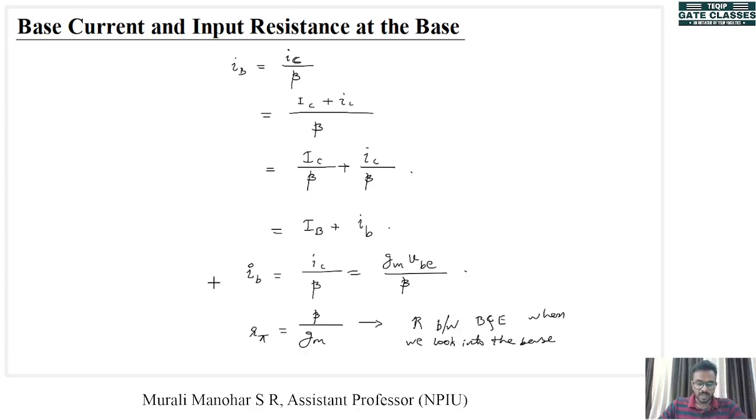Now we can also define a resistance that is also between base and emitter, but that will be when we are looking into the emitter. For that, we'll write the equation for IE, which is equal to IC divided by alpha. Now we know that this can be written as capital IC by alpha plus small ic divided by alpha. Capital IC by alpha is IE and this is small ie. That means small ie is equal to small ic divided by alpha.